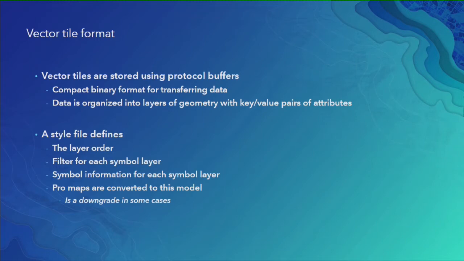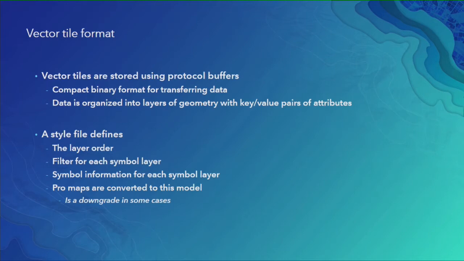And in almost all cases, that geometry will be heavily generalized for the level of detail you're looking at the tile for. And then if you were to look at the style JSON, it contains sort of the layer drawing order. You can have filters for symbol layers, obviously the actual symbol information for each symbol layer. And we convert maps from ArcGIS Pro into this styling spec. It will be a downgrade in many cases.